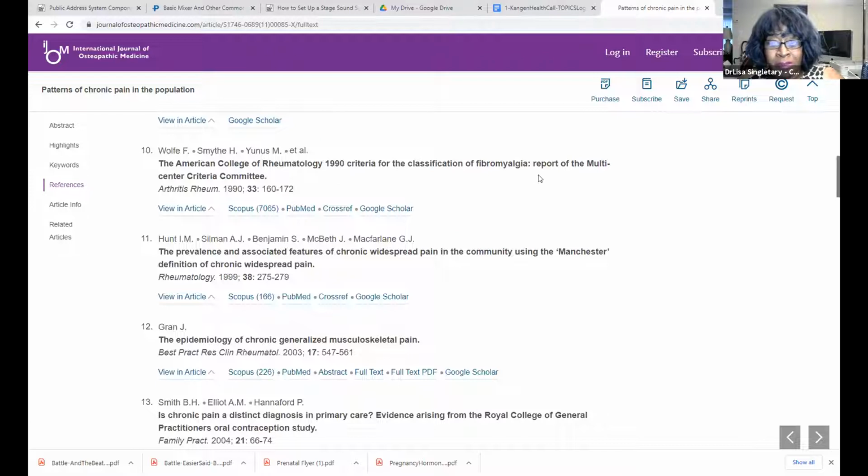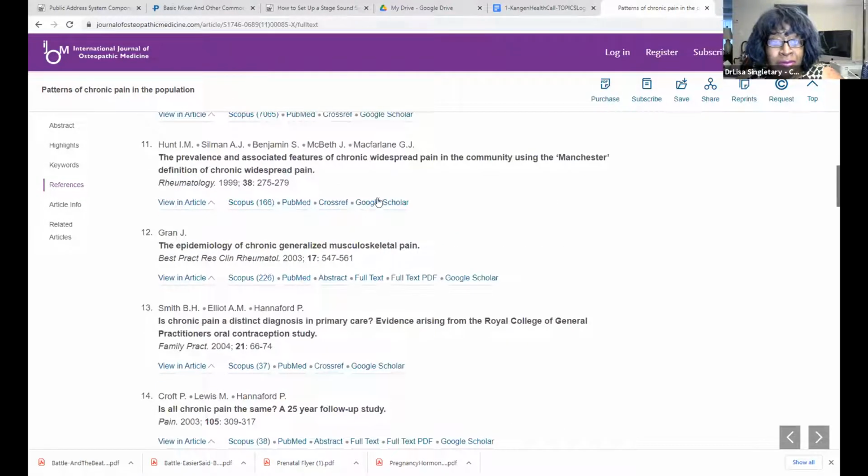American College of Rheumatology classification for fibromyalgia. The prevalence of and associated features of chronic widespread pain, using the Manchester definition of chronic widespread pain. This is in the Journal of Rheumatology.